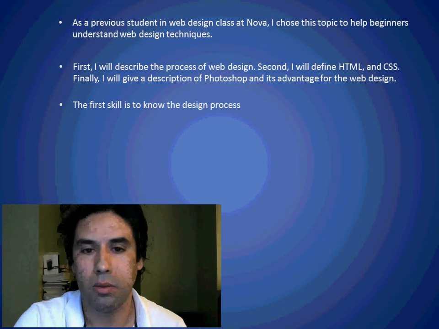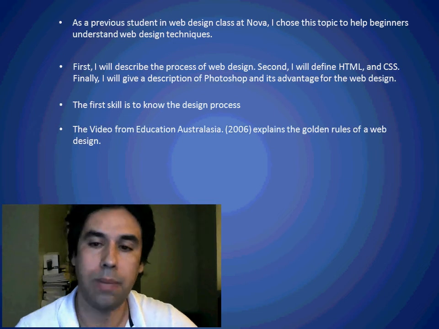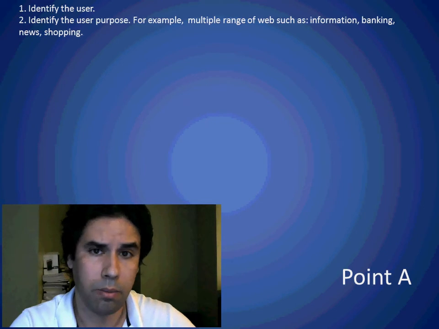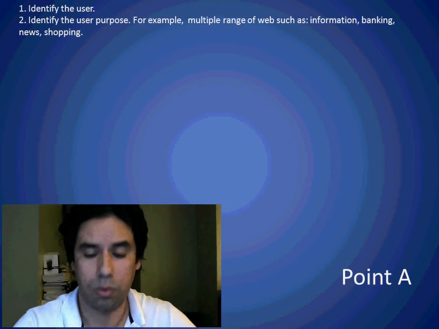The first skill is to know the design process. The video from Education Australasia explains the golden rules of web design. Point A, there are different steps or areas you can choose. The first area is to identify the user. Sometimes you need to switch between them, and it depends on you. So first is identify the user. Second, identify the purpose of the user, like we talked about before, a multiple range of websites such as information, banking, news and shopping.